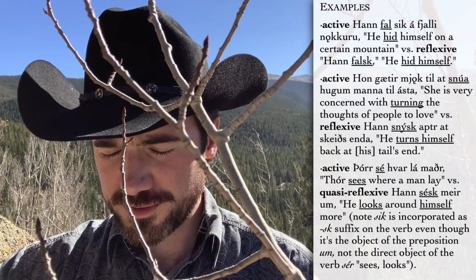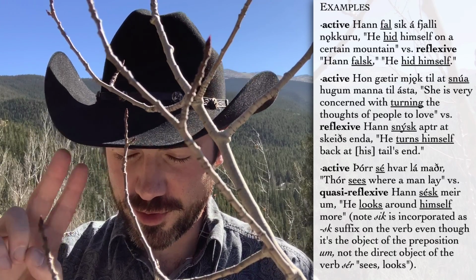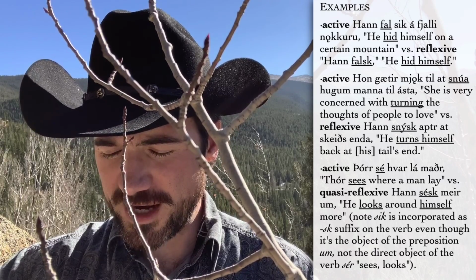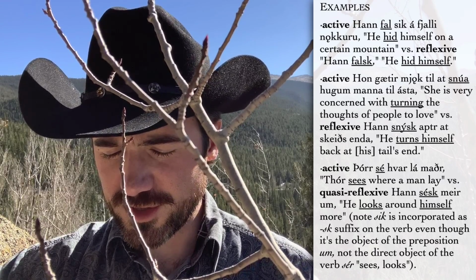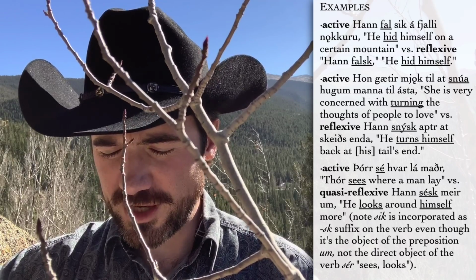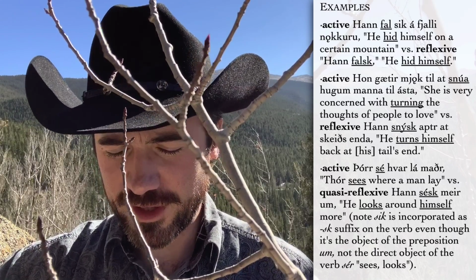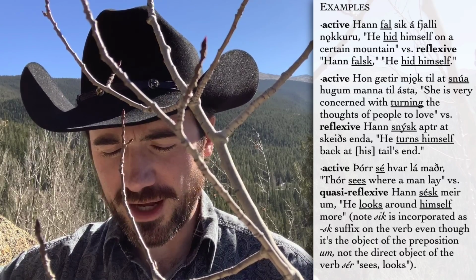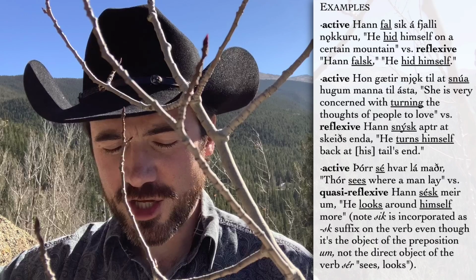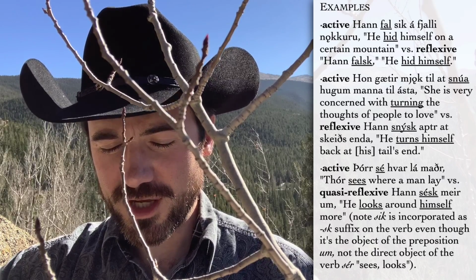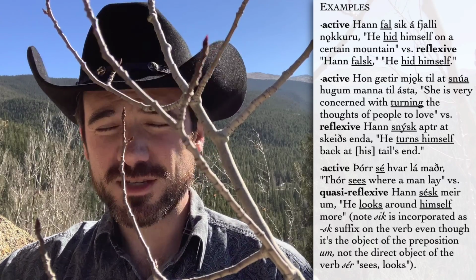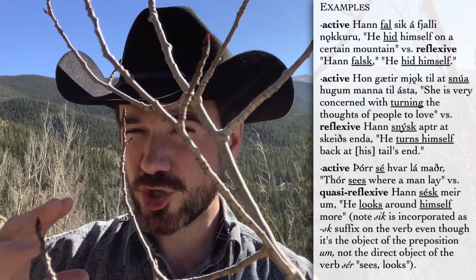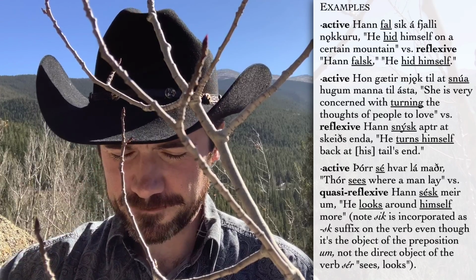Snúa means to turn, so we see it normally. Hon gætir mjök till at snúa hugum manna til ásta. She is very concerned with turning the thoughts of people to love. But throw that sk on there and we can get something reflexive. Hann snýsk aftr at skafts enda. He turns himself backwards to his tail's end. So this is about Jormungandr, the snake that encircles the earth. He turns himself, right? He is turned back toward his tail's end.